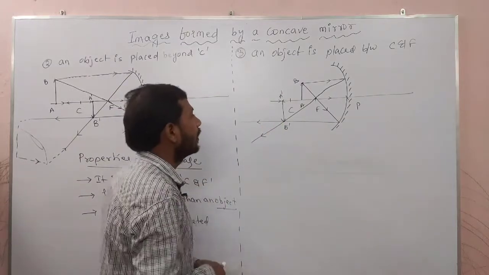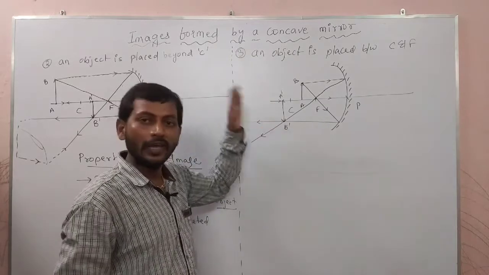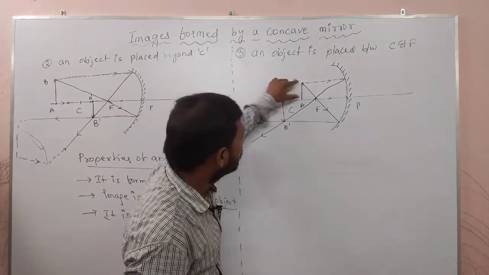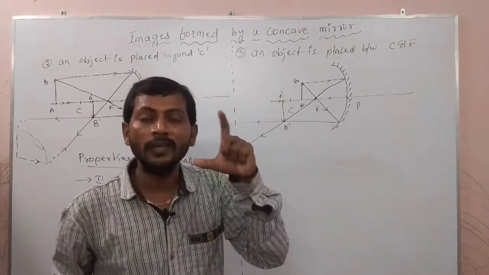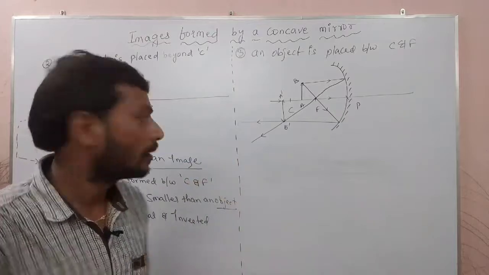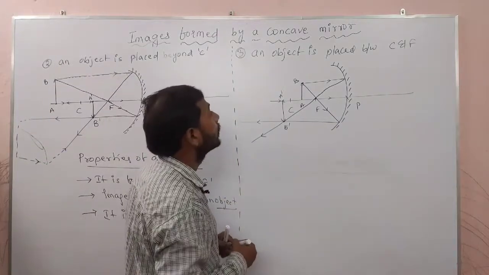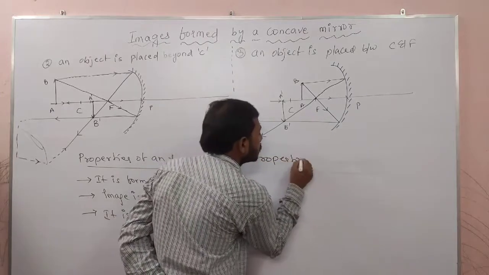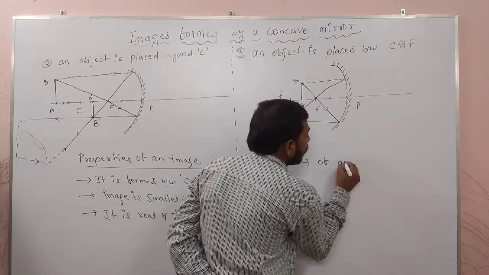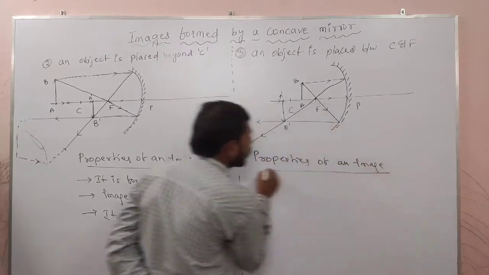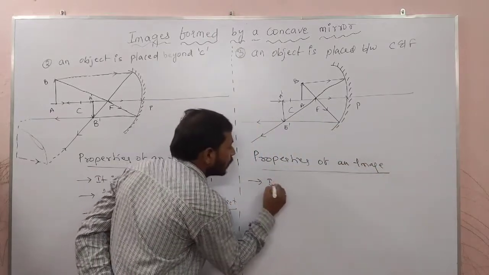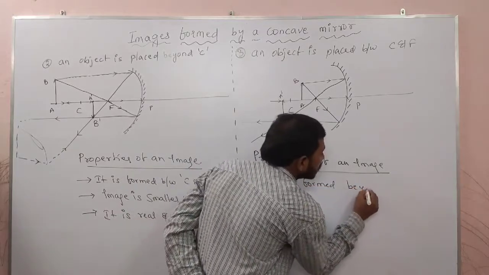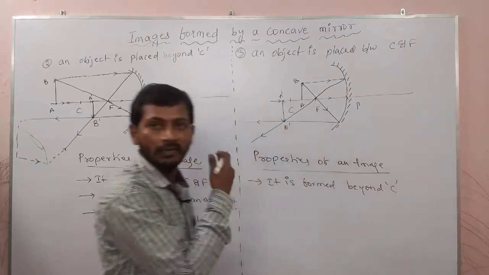Now again observe, what are the properties of the image? Once observe that the image is inverted. We can place it on the screen. And the second thing, you are going to observe clearly the size of the object and the size of the image. If you observe, the size of the image is bigger. Then write the properties of an image formed by the mirror when the object is between C and F. Properties of an image. What is the first property? It is formed beyond C, a little bit away from C.